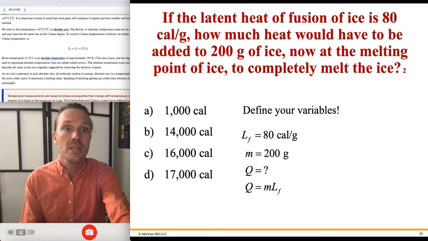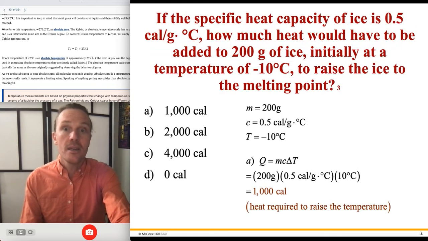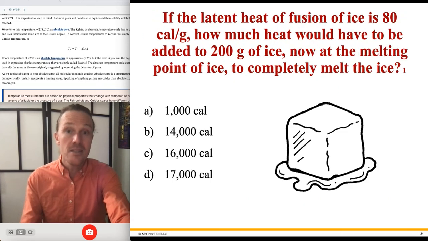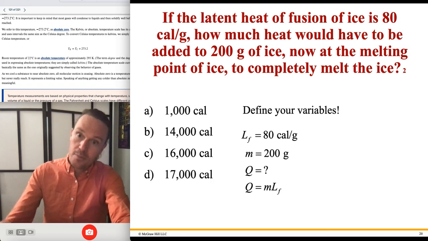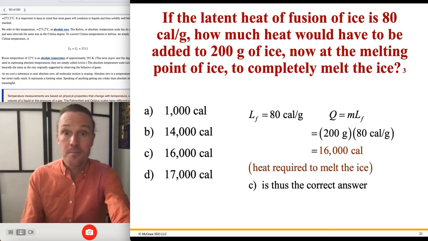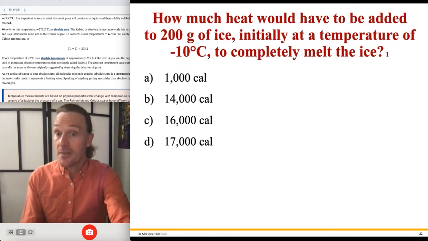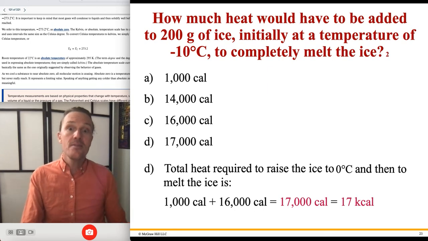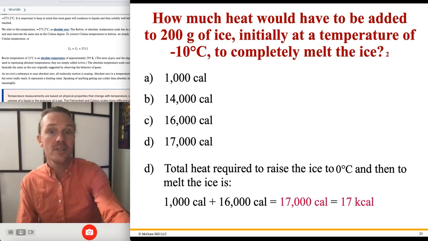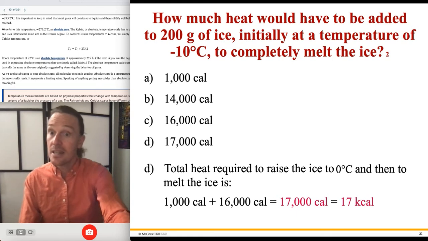By the way, these are the numbers you'll need. You're going to need the 0.5, because that's for heating the ice. And then you're going to need the 80, with the appropriate units. The first one being calories per gram degree Celsius. The second one just being calories per gram. Specific heat, latent heat. You ready for the answer? Did you work it out? Okay, there it is. 17,000 calories. Answer D. 17 kcal. 17 kilocalories.